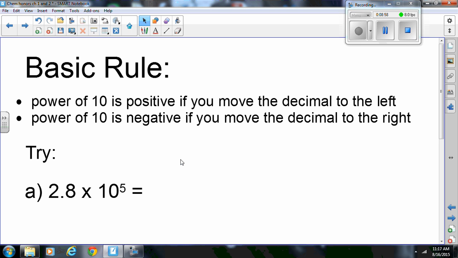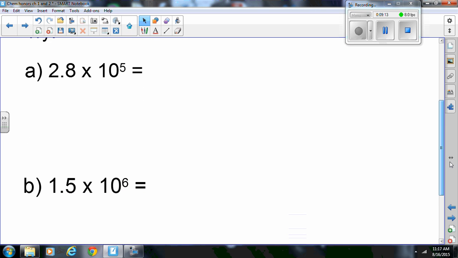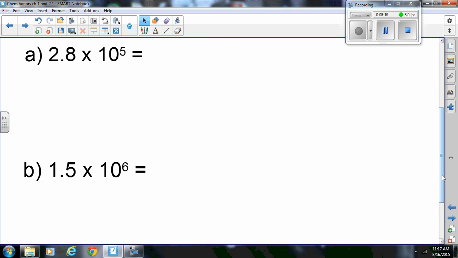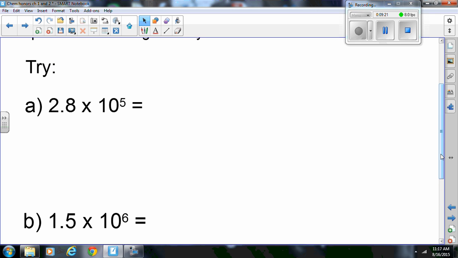Alright, so just a general rule, if your power of 10 is positive, or your exponent is positive, you move the decimal to the left. If your exponent is negative, you'll move the decimal to the right. So if you missed class, then I hope you try these by yourself. So kind of pause my lecture because I'm going to give the answers right away. So go ahead and try these 3 and see if you get the right answer. This is now actually taking the number out of scientific notation.